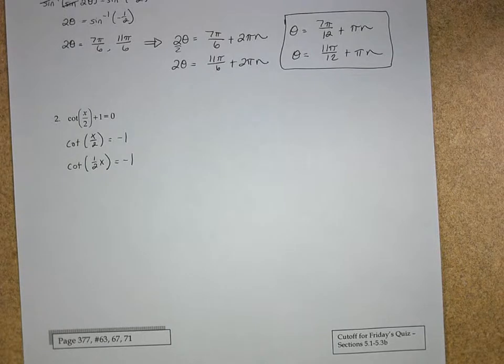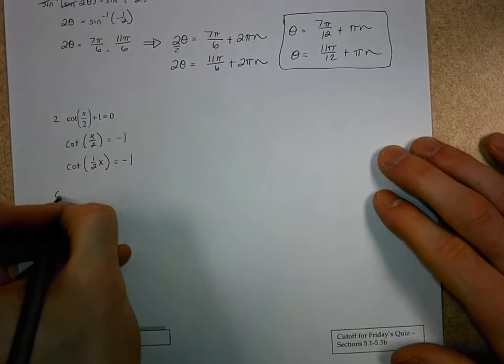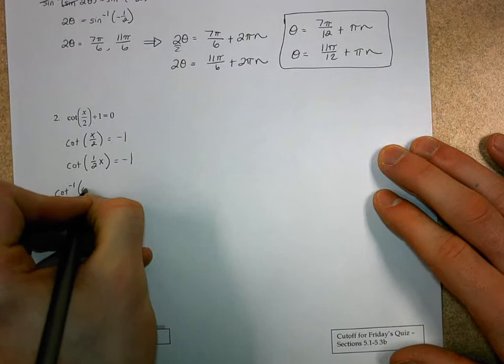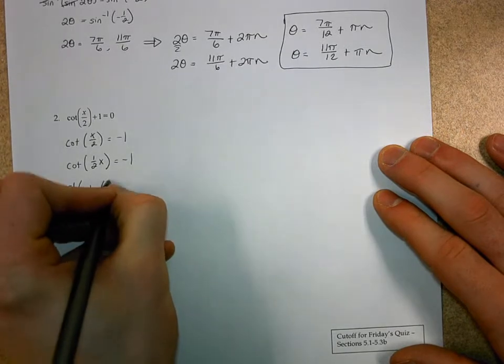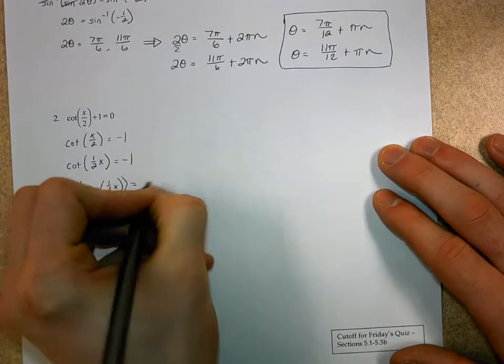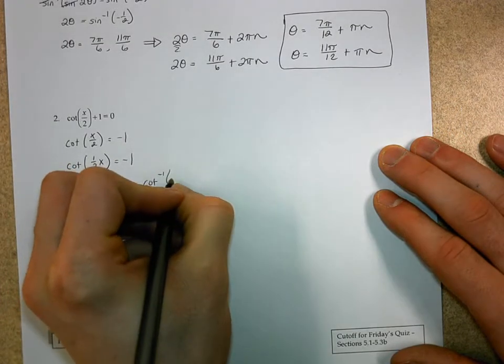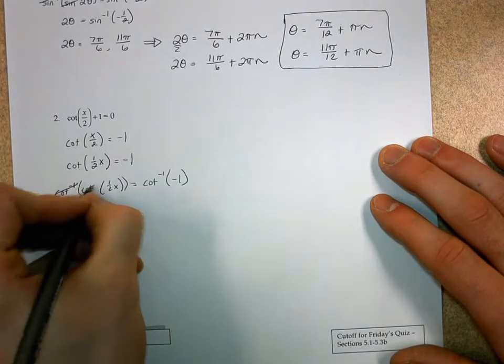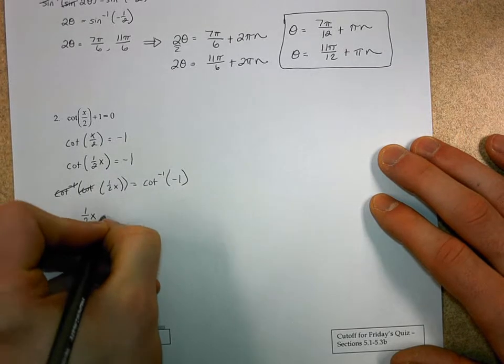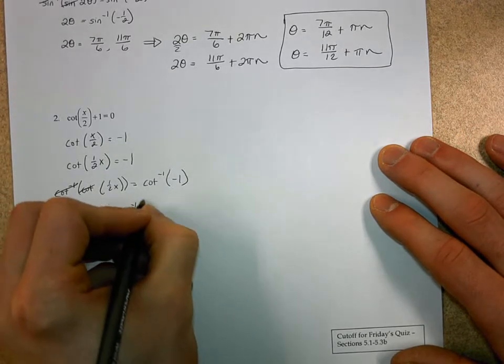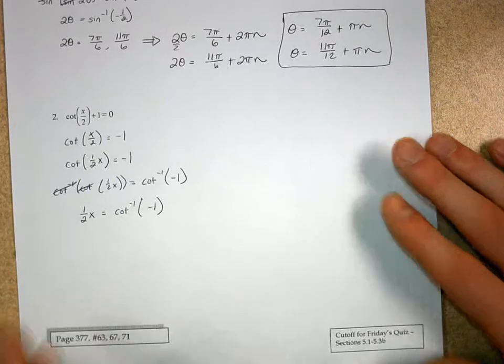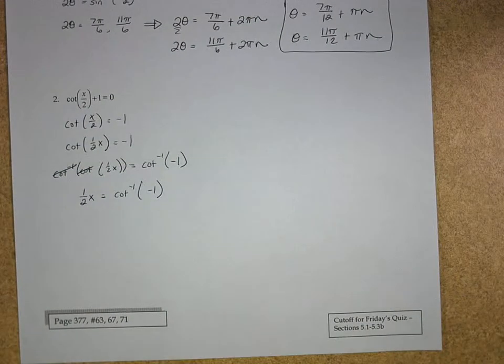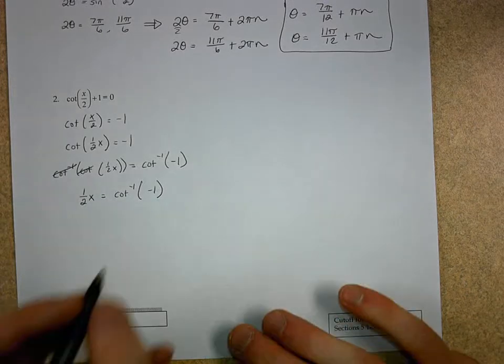And now in order for me to get that 1/2 x by itself, I'm going to take the cotangent inverse to both sides. So cotangent inverse of -1. So 1/2 x is equal to the cotangent inverse of -1. Now, we know that we don't have a cotangent inverse button on our calculator, so I've got to rewrite this in terms of something that I do have a button on the calculator for, which is going to be tangent.